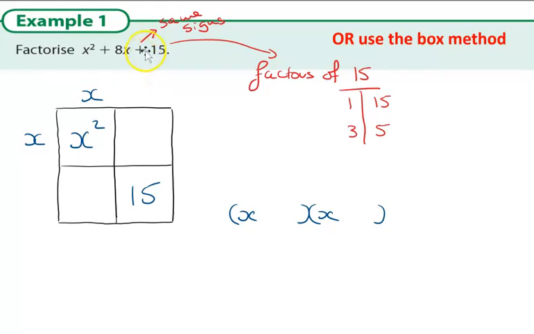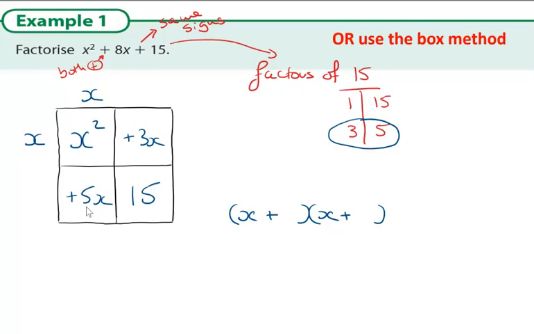This plus, again, tells me the signs are the same. And this plus tells me they're both plus. So I'm going to have a plus in the middle of both of my brackets. I'm going to go with 3 and 5, the factor pair, because 3x plus 5x gives me 8x. So I fill 5x and 3x into the other 2 boxes. It doesn't matter which way I arrange them. So the 3x can go here and the 5x can go there if you want.